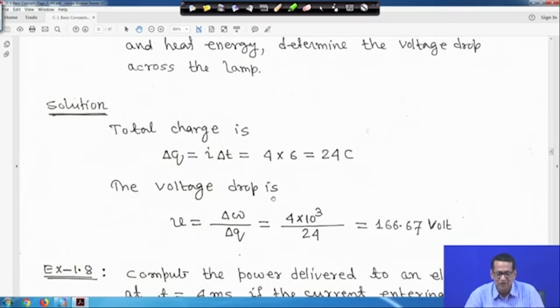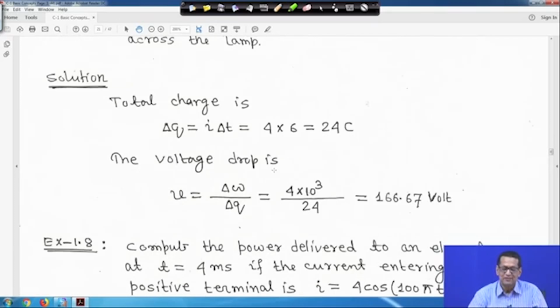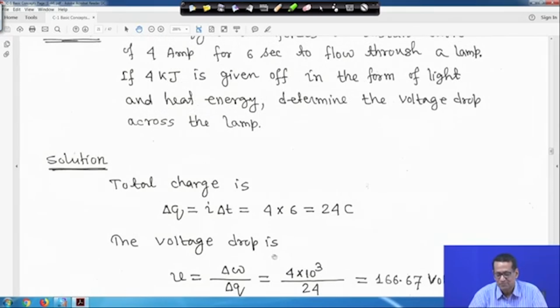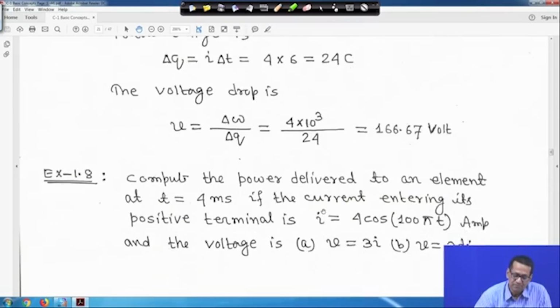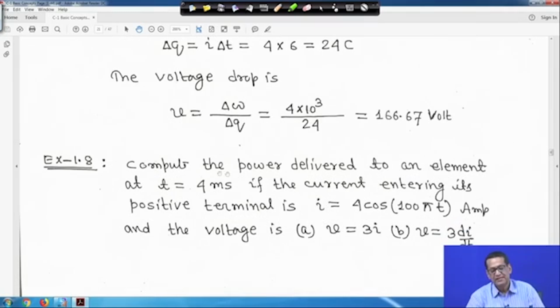And the voltage drop, we know voltage, that is potential difference, is equal to dW upon dQ. So, here we are writing V is equal to delta W by delta Q. It is given 4 kilojoule. So, 4 into 10 to the power 3 divided by delta Q, which is 24 coulomb. So, it is 166.67 volt.